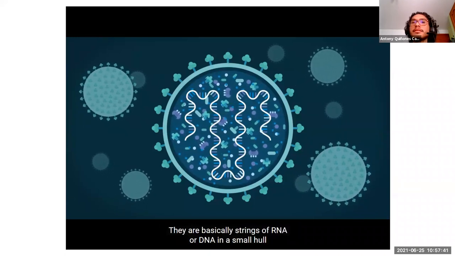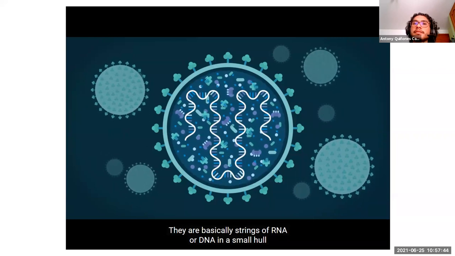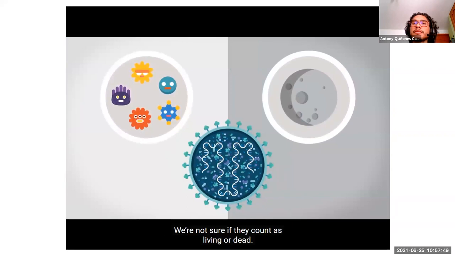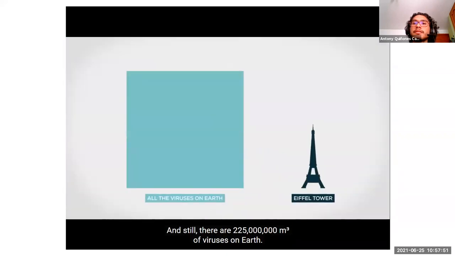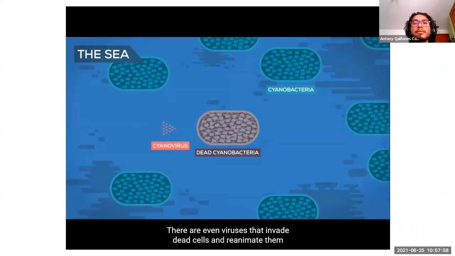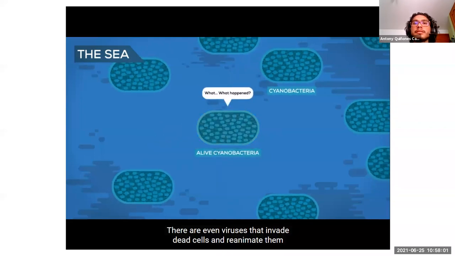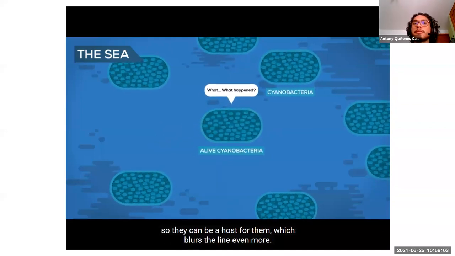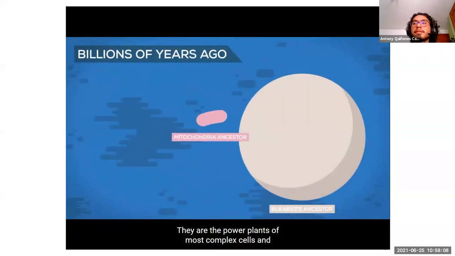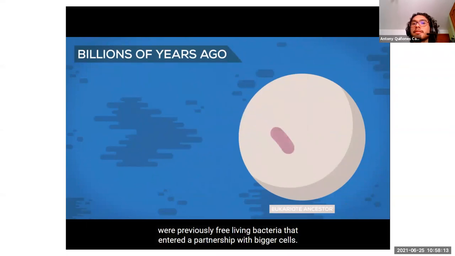They are basically strings of RNA or DNA in a small hull and need cells to do something. We're not sure if they count as living or dead. And still, there are 225 million cubic meters of viruses on Earth. They don't seem to care what we think of them. There are even viruses that invade dead cells and reanimate them so they can be a host for them, which blurs the line even more. Or mitochondria. They are the power plants of most complex cells and were previously free living bacteria that entered a partnership with bigger cells.